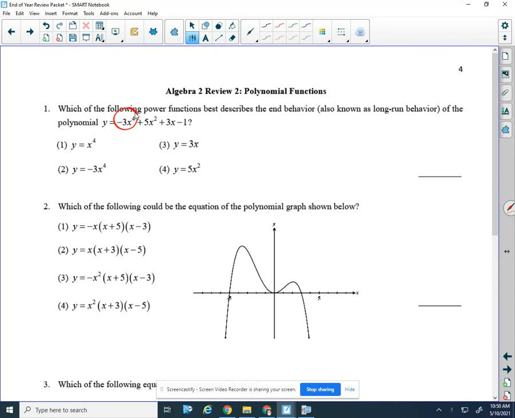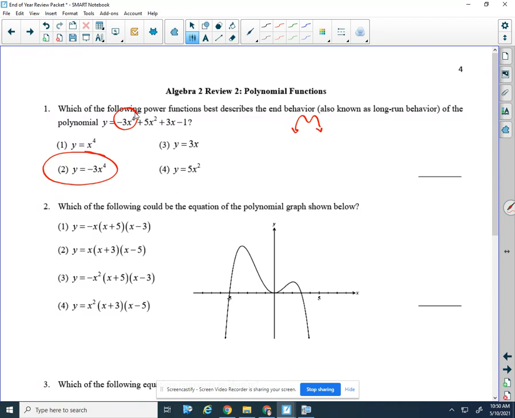If you have an even number exponent like x to the 4, it's generally like some version of a W shape. But because there's a negative in front of the coefficient, the arrows are pointing down. So we need something that looks like that. We need something with a negative coefficient and an even number exponent.